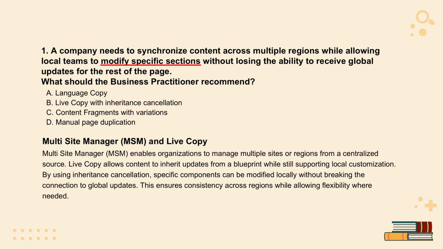Okay, well, what about option A, a language copy? Because that sounds like it's meant for global sites, right? It is, but language copies are specifically designed for translation workflows. It creates a static copy of the content that you package up and send off to translators. It doesn't maintain that live, dynamic, structural link that we need for ongoing layout updates. And option C, content fragments, is a great feature, but we're talking about synchronizing entire web pages here, not just chunks of raw text. Right, which leaves us with option B, live copy with inheritance cancellation.